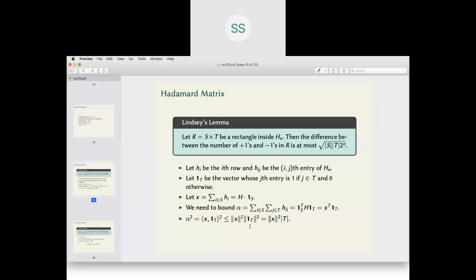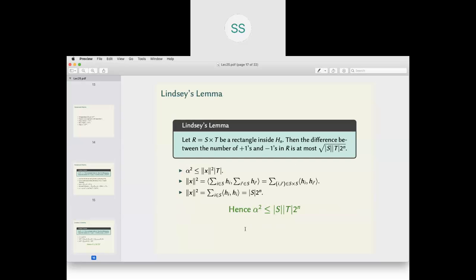You just do a summation, which is entry-wise squared summation, which gives you... So there are T entries which are 1 and all the other entries are 0. So it's just T, the size of T. Right? So this stands for the size. And this is the norm of X. So alpha squared is at most this. And alpha is the difference between number of plus ones and minus ones. So alpha squared is at most this, and its upper bound, the norm squared of X.